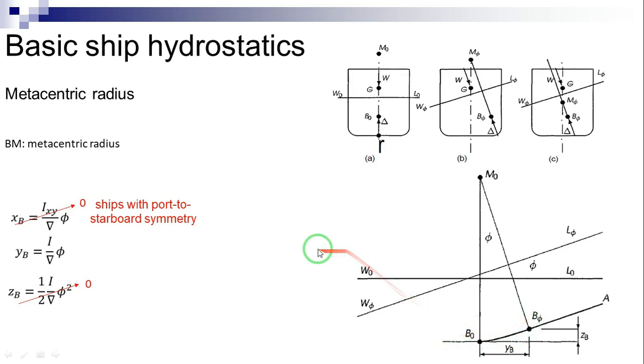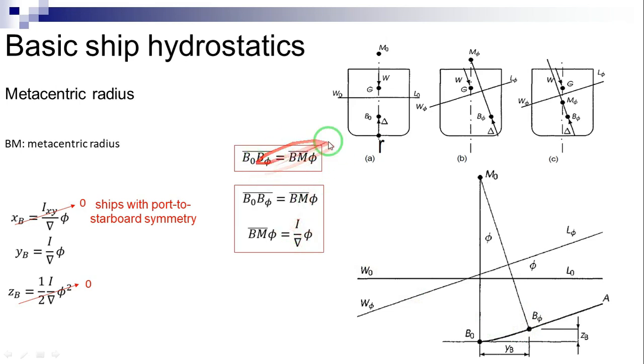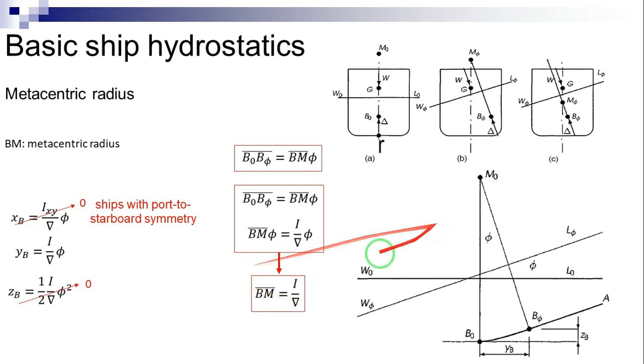Therefore, we can write the following equation, which can be simplified to this one. Therefore, the magnitude of metacentric radius BM is equal to the ratio of the water plane moment of inertia about the axis of inclination to the volume of displacement. This metacentric radius is in fact the transverse metacentric radius, as against the longitudinal one, where the water plane moment of inertia is obtained with respect to the transverse axis passing through the longitudinal center of flotation.